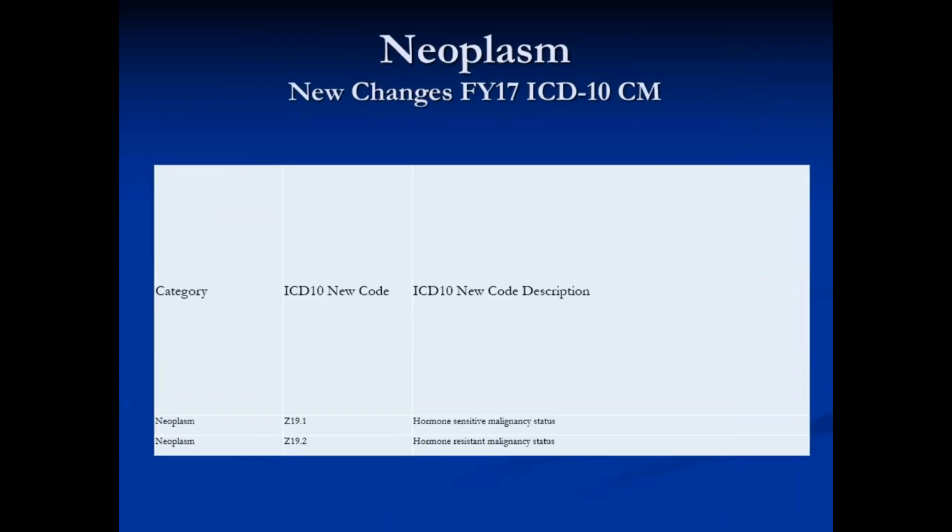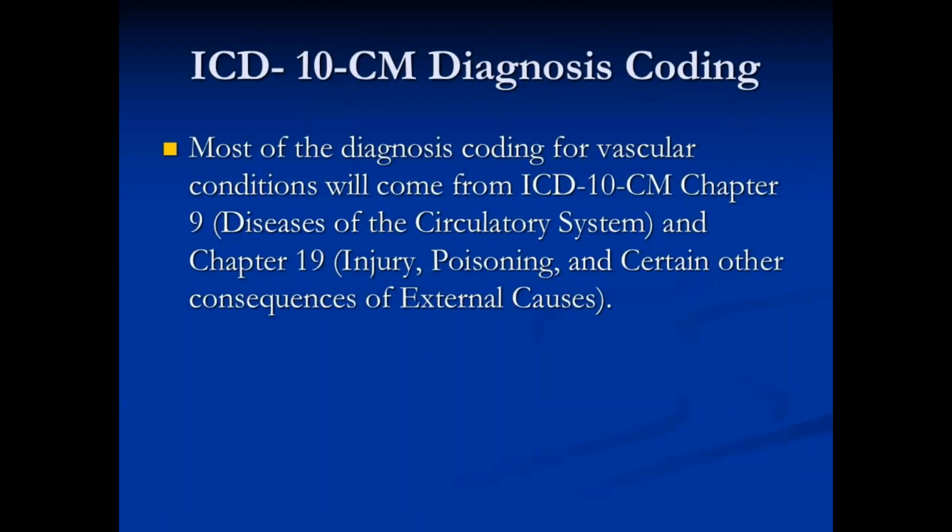Okay, neoplasms only have 2 codes for 2017. I provided you the ICD-10 code and the description of that code. Hormone sensitive and hormone resistant are the 2 new codes for neoplasm. Next is lymphatic.